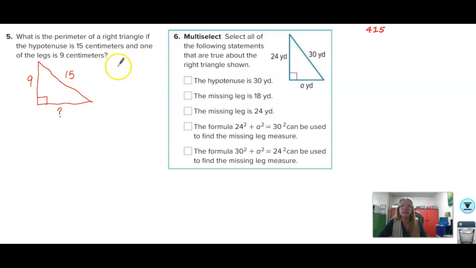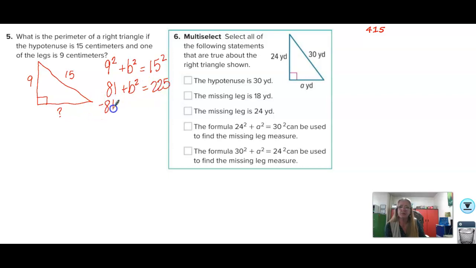Well, perimeter is the distance around a figure. So what we've got to do is we've got to solve for this extra leg, but then we have to add all the sides together to find out what the perimeter is. Okay, so let's start by finding the leg we don't know. Well, we do know the one leg, that's 9, so 9 squared, plus the leg we don't know, we'll call him b, equals the hypotenuse, which we do know. 9 squared is 81, b squared we don't know, and 15 squared is 225.